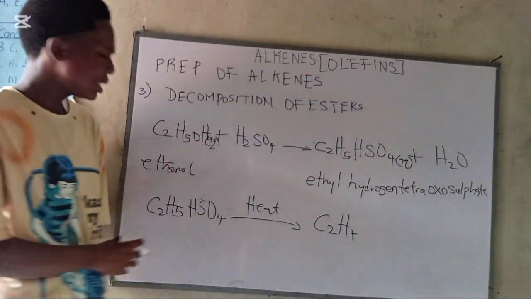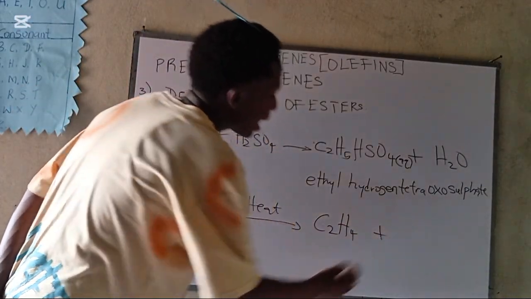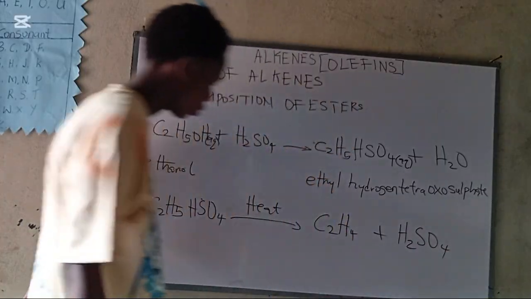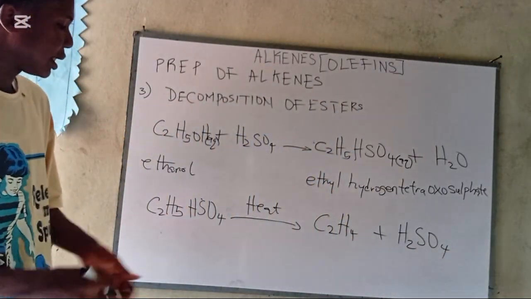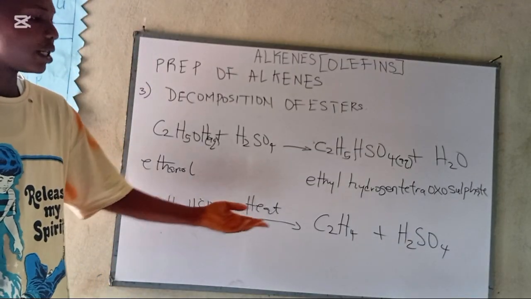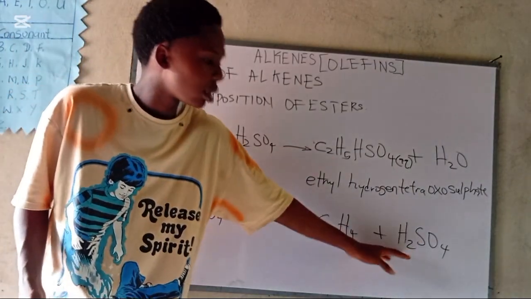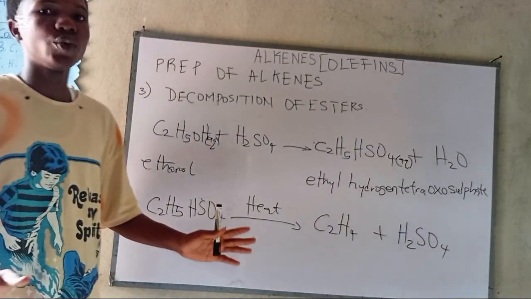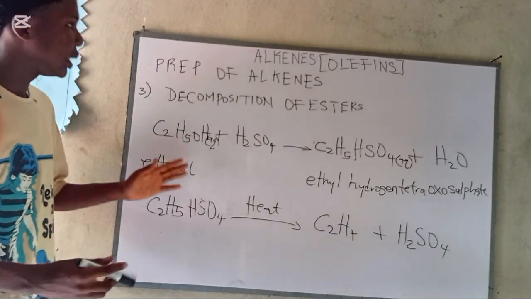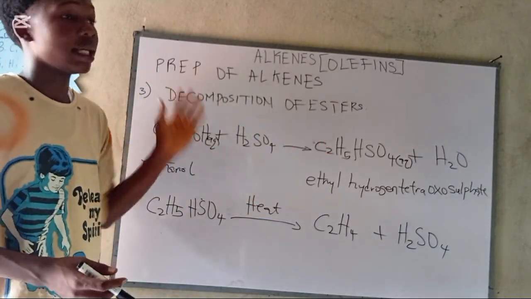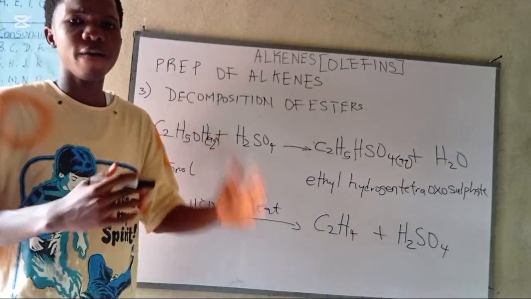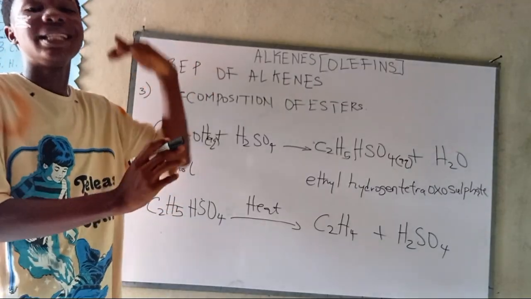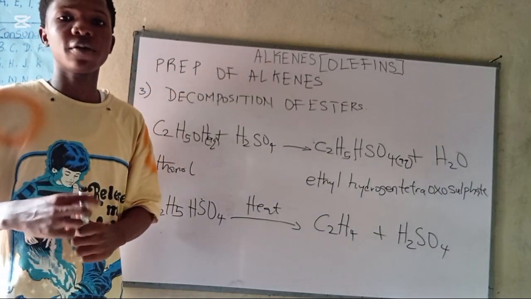Our ethene is written as C2H4. After getting C2H4, we will have a displacement of H2SO4. Remember, as I said, this is in aqueous state before the heating. Now it will give us ethene and sulfuric acid. So on that basis, we have gotten all the basic preparation of alkenes. Now we are going to look into the reactions of alkenes. But don't forget, further more advanced preparation of alkenes will be looked into in the advanced video I'm going to drop. So take note of that.